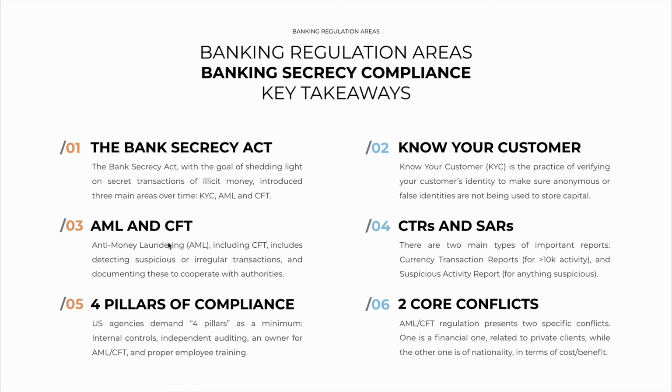Then, anti-money laundering, including the counter-financing of terrorism, includes detecting suspicious or irregular transactions and documenting these to cooperate with the authorities. Then, there are two main types of important reports: currency transaction reports, or CTRs, for all transactions above 10,000, and suspicious activity reports, or SARs, for any type of activity that is considered suspicious.